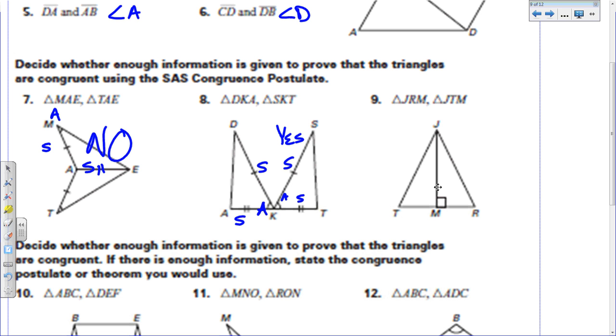Number 9, we got this angle is going to be congruent to this angle, but we don't know anything about, well, we know that this is congruent to itself. Don't know anything about this from this. So this would be no.